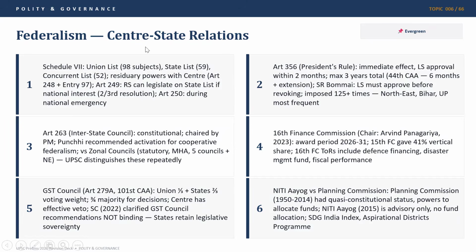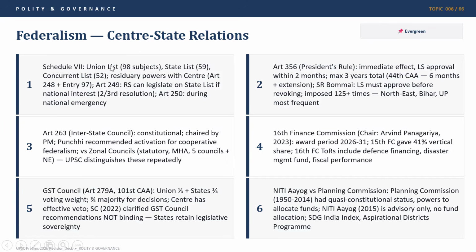Now coming on to federalism, center-state relations. Schedule 7. You should go through all the schedules of the Constitution in great detail, especially Schedule 7 and Schedule 8, where lists are given. UPSC has also gone inside these lists and asked about various powers in them. So you should have broad knowledge of what kind of subjects are inside the union list, which has 98 subjects, the state list, which has 59 subjects, and the concurrent list, which has 52 subjects. Residuary powers, which are not covered under any of these lists, lie with the center, given by Article 248 and also entry 97 of the list in Schedule 7. So very important things to remember.